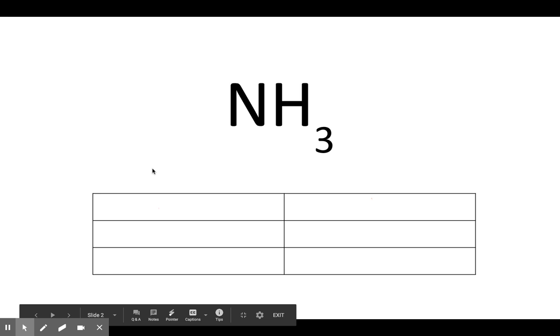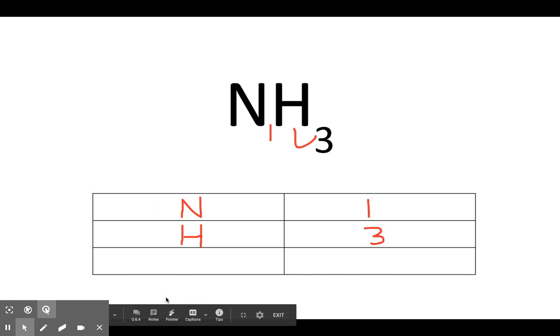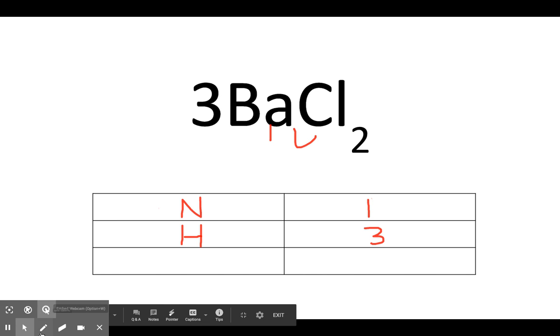All right, so now we have one that's slightly different. Again, not anything crazy, but we have nitrogen and we have hydrogen. So again, we have two elements here. Behind the nitrogen, we have no subscript, so we have an invisible 1. We have 1 total nitrogen, and we have this 3 that belongs to the hydrogen, so we have 1 nitrogen and 3 hydrogen, giving us a total of 3 atoms.